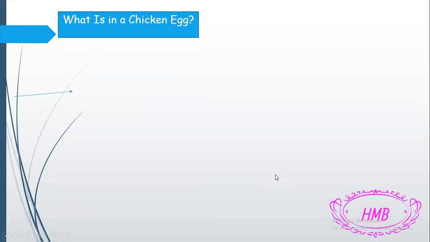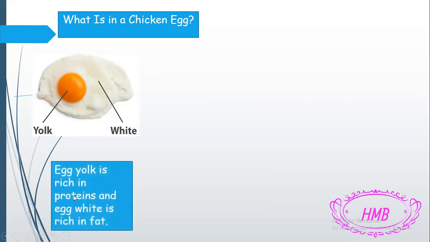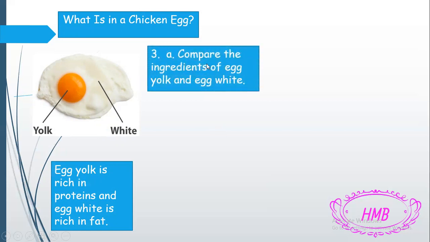Then we continue with studying the egg, but this time we have a small passage telling us that the egg yolk is rich in proteins and egg white is rich in fat. So here they are giving us the ingredient of every part. So we can ask ourselves to compare the ingredients of egg yolk and egg white. Say the difference between their ingredients.